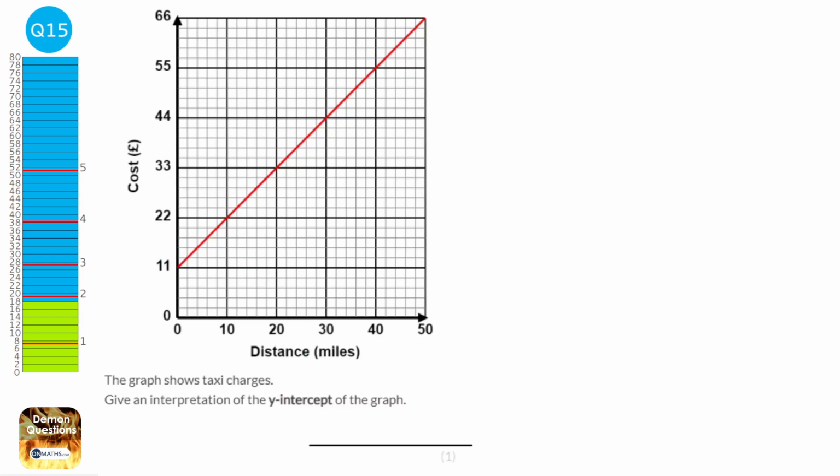We've got to first of all find out what the y-intercept is, and the y-intercept is just where our line hits the y-axis. So the y-intercept, which we sometimes call C, is 11. Now, what's that 11? What unit is it? Well, it's 11 pounds, because our y-axis is in pounds. But what does that mean for the taxi company? Well, how many miles have been travelled on the y-axis? Well, 0. So at 0 miles, we've had to pay the taxi man or woman £11.